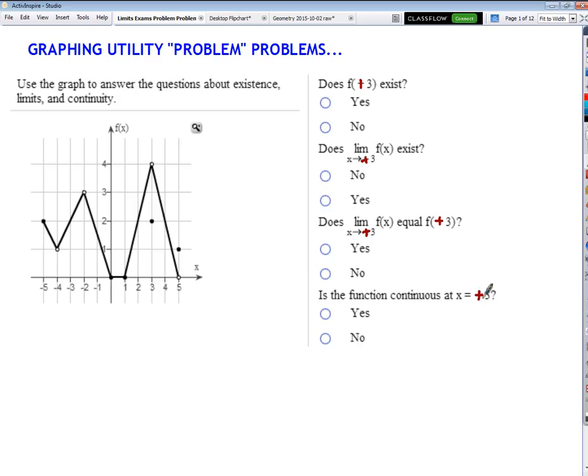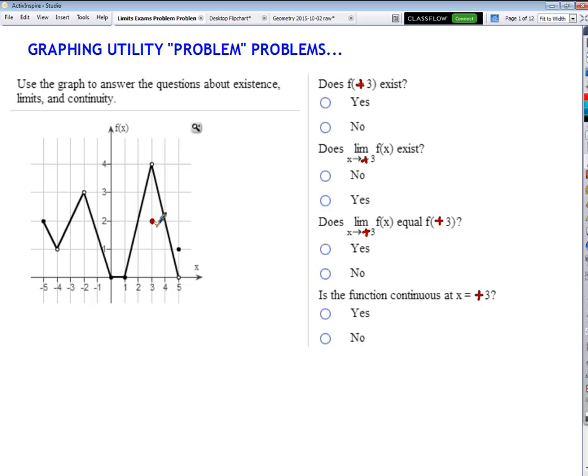So does f of 3 exist? Yes, it does. Raise your hand if you say yes. Raise your hand if you say no. Now put it down real fast because you're wrong. So it's yes. How come? Because there's a circle. Yeah, there's a dot.